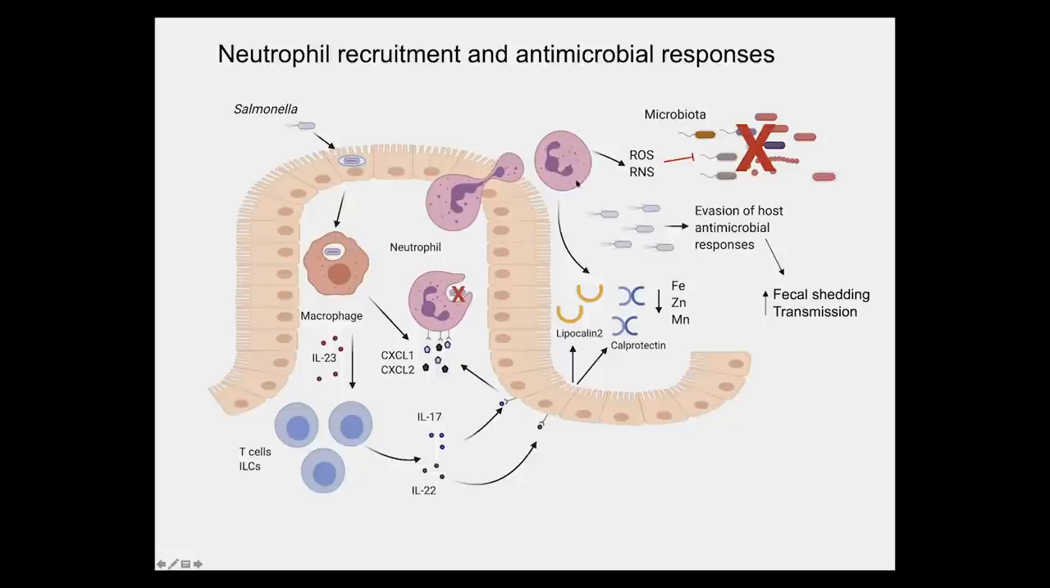Salmonella in the tissue. However, in the lumen, neutrophils can also secrete reactive oxygen and nitrogen species, which affect the gut microbiota. At the same time, the production of antimicrobial peptides by neutrophils and epithelial cells results in nutrient limitation. However, Salmonella is able to grow, replicate, and acquire nutrients in this environment, which mediates evasion of host antimicrobial responses, fecal shedding, and transmission.